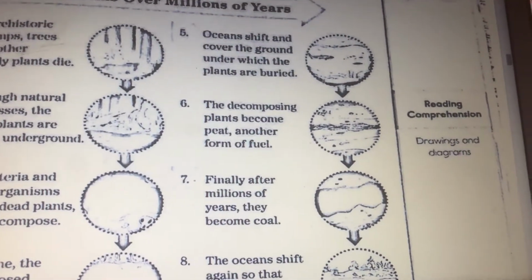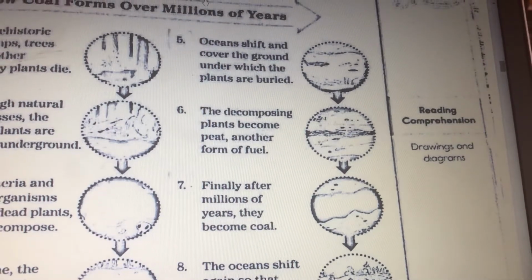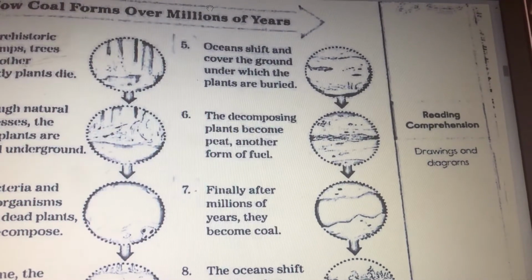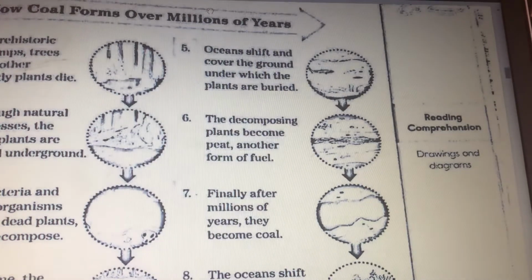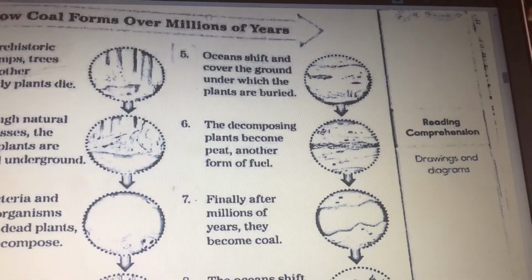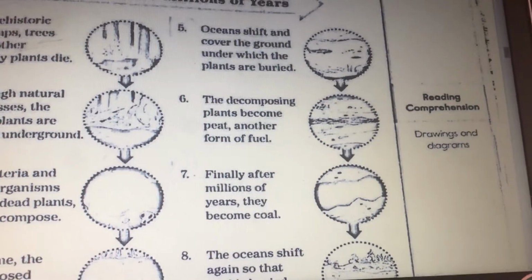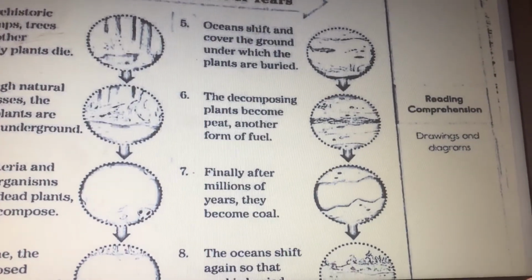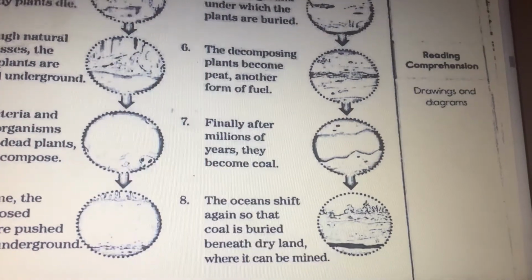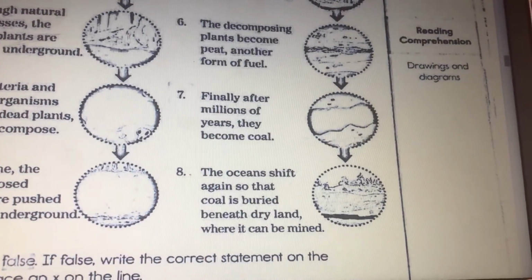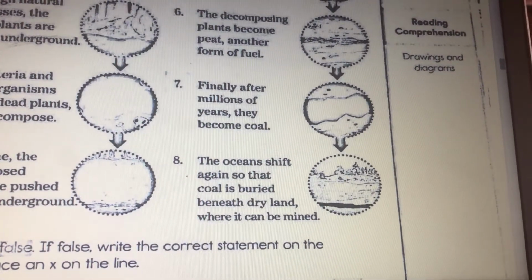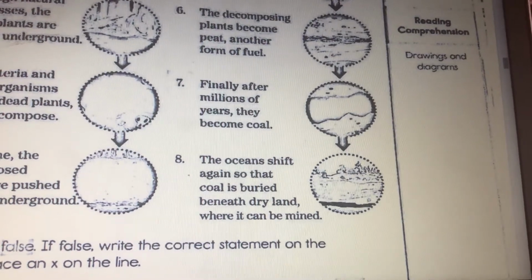Number 5, oceans shift and cover the ground under which the plants are buried. 6, the decomposing plants become peat, another form of fuel. 7, finally, after millions of years, they become coal. And 8, the oceans shift again so that the coal is buried beneath dry land where it can be mined.